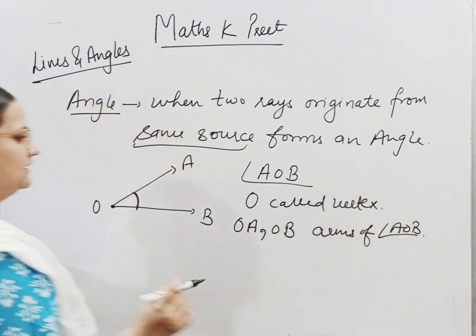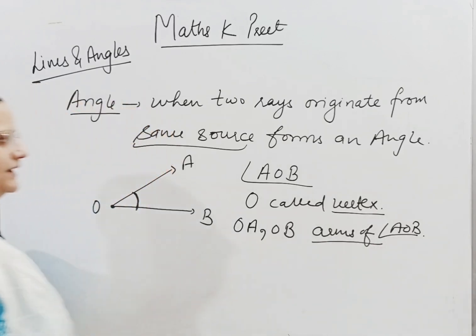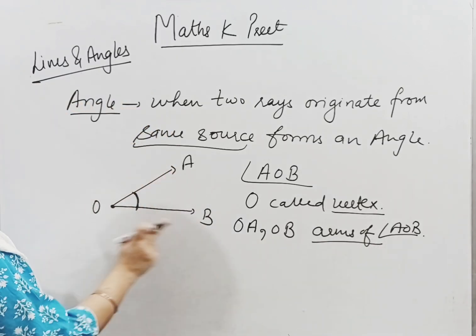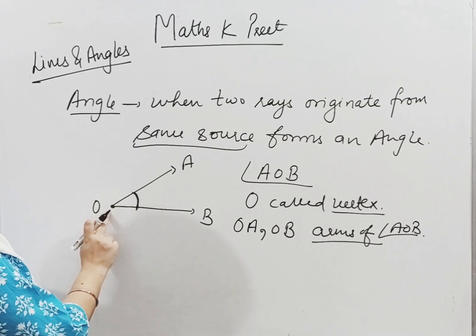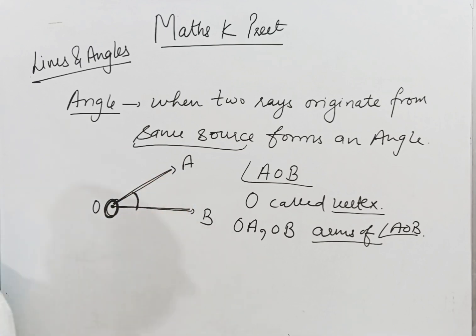So any angle has two elements, one is the vertex and the other is the arms of the angle. So AOB, OA and OB, these are two rays connecting at point O. So O is the vertex, and these are arms. This was the definition for angle.